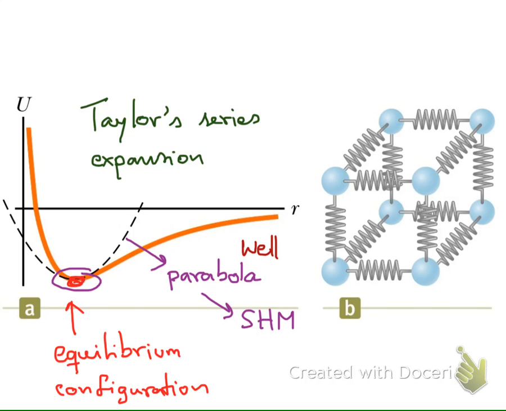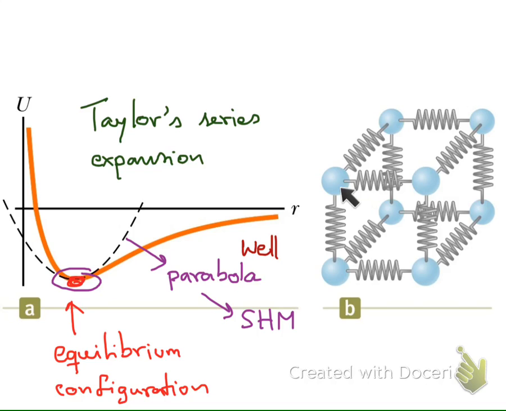So we can use the simple harmonic motion to explain the change of the configuration of the system near the equilibrium configuration. So that is one of the importance of the simple harmonic motion. We can use the simple harmonic motion to explain the behavior of the system close to the equilibrium configuration, like in this figure.